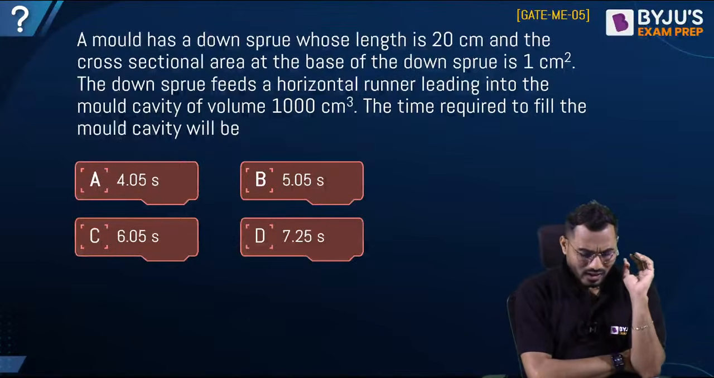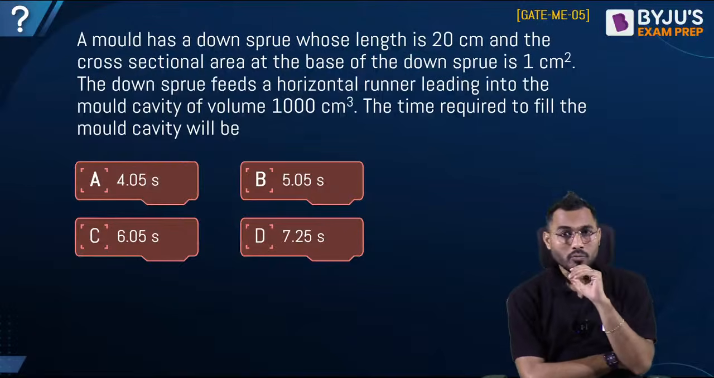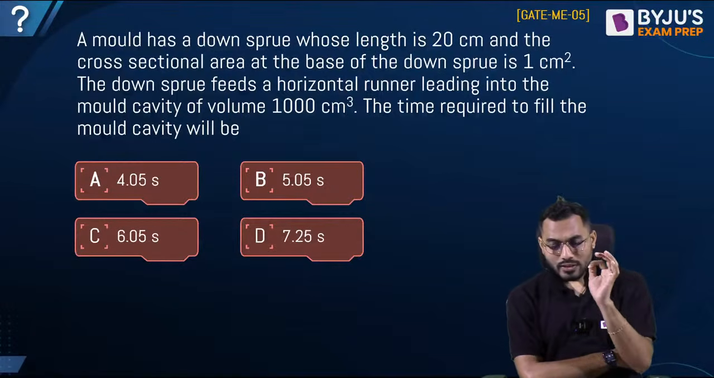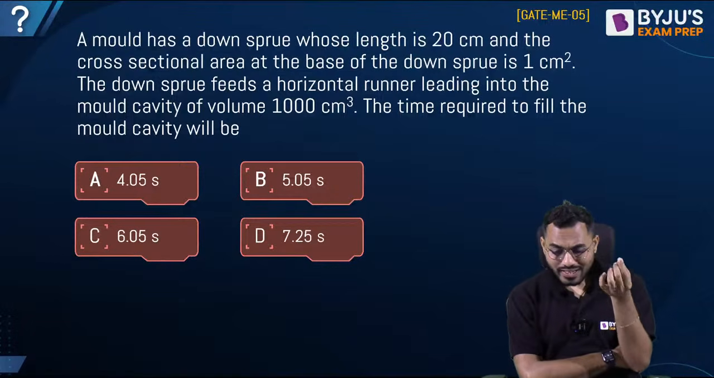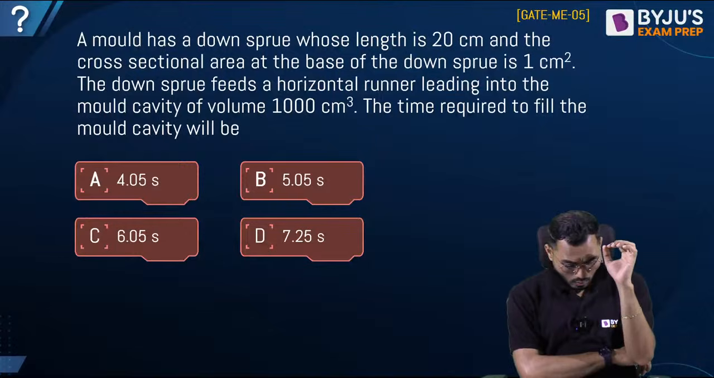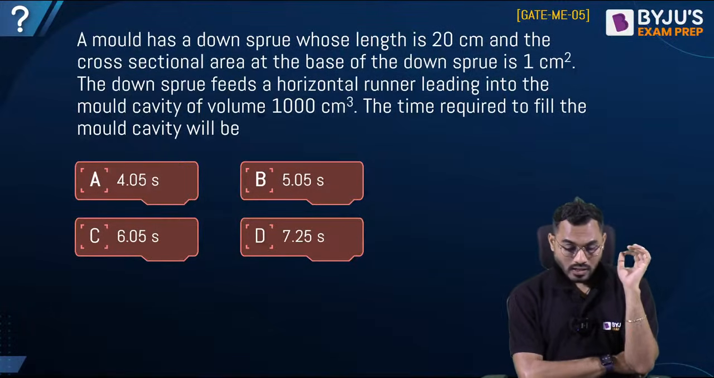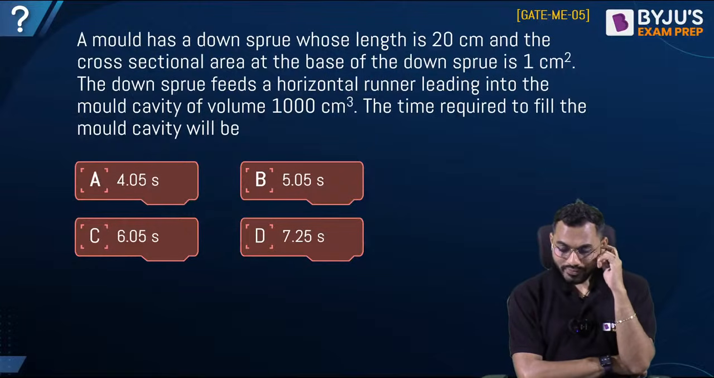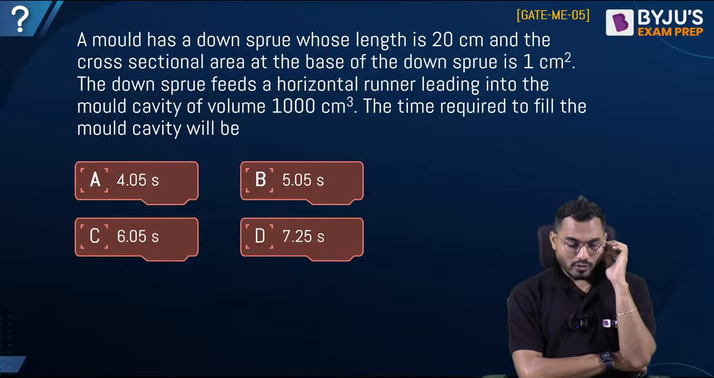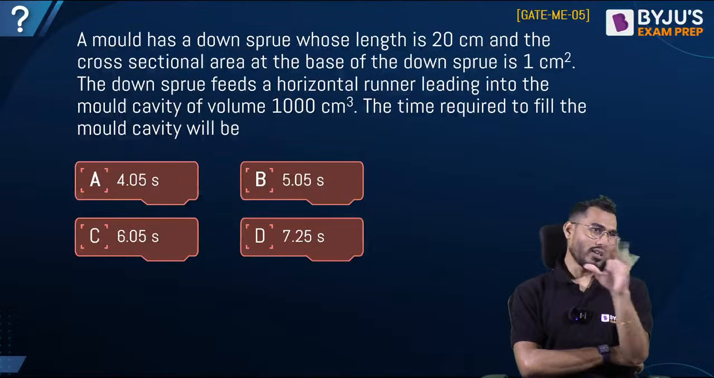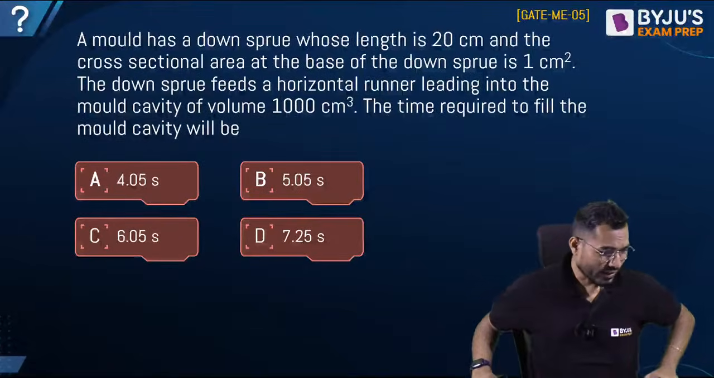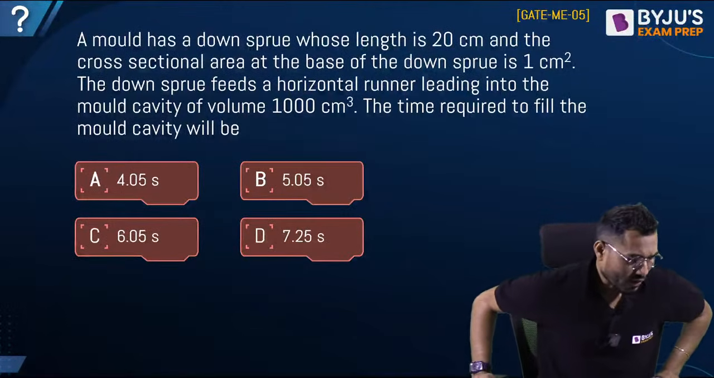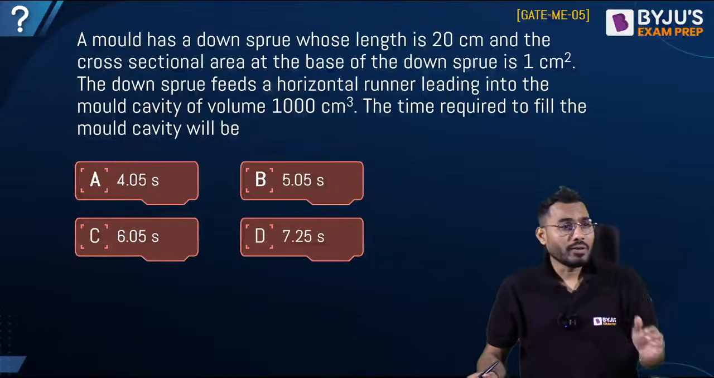Simple question. A mold has a down sprue whose length is 20 centimeter and the cross-sectional area at the base of the down sprue is 1 centimeter square. The down sprue feeds the horizontal runner leading to the mold cavity of 1000 centimeter cube. Find the time required to fill the cavity. It is the most simple question on earth, I would say. You should be able to calculate the answer and tell me immediately.